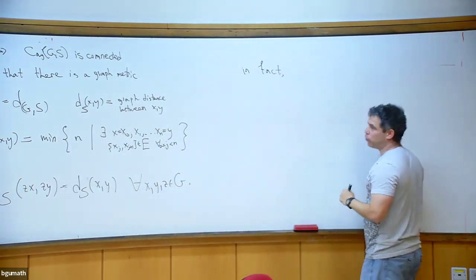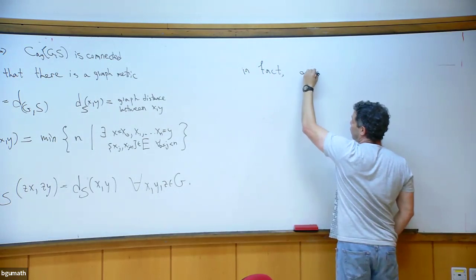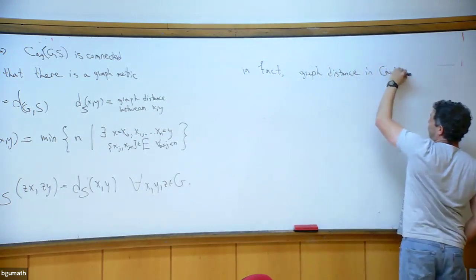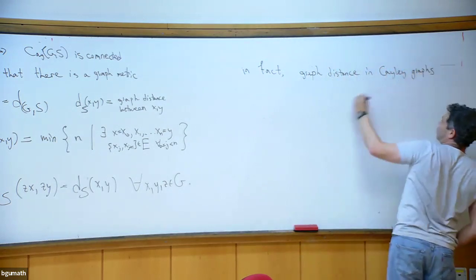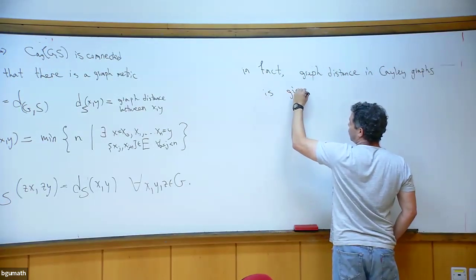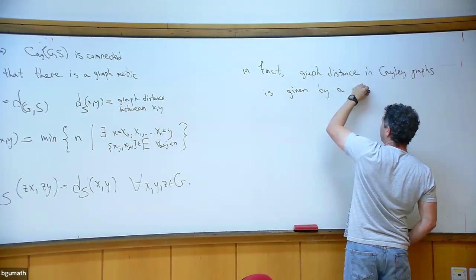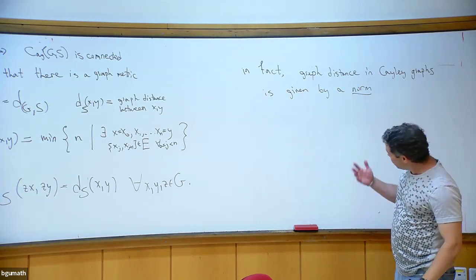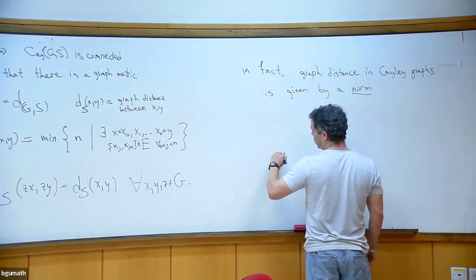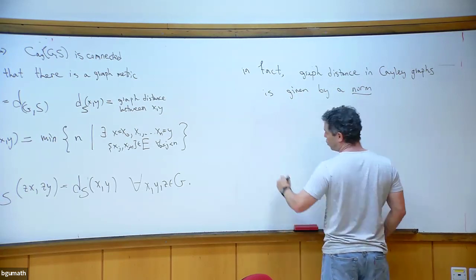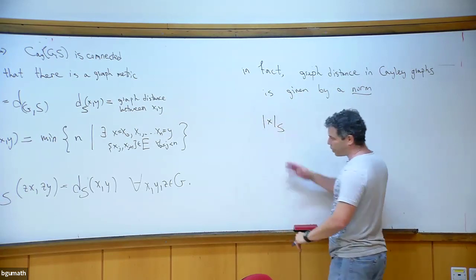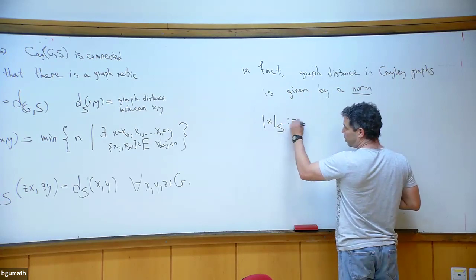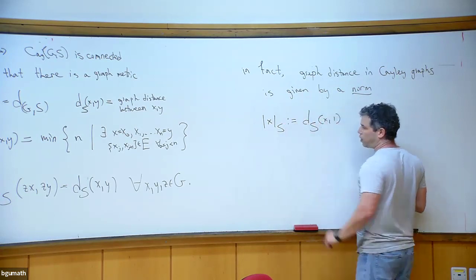So we use the notation, and in fact, the graph distance in Cayley graphs is given by a norm. What is a norm? Well, it's what you think it is. In this case, the norm would be, I would write |x|_S, and sometimes I leave the S out, or I write |g| if I want to stress it again, like before. But |x|_S would just be the distance from x to the identity element.